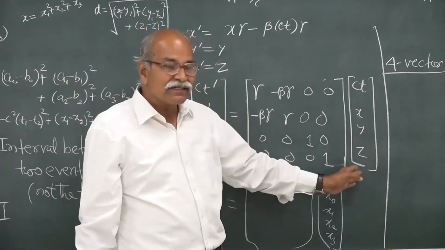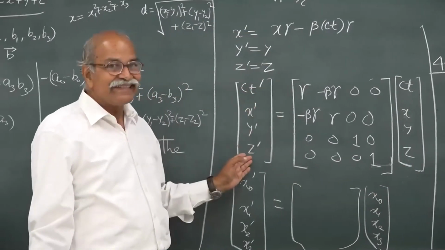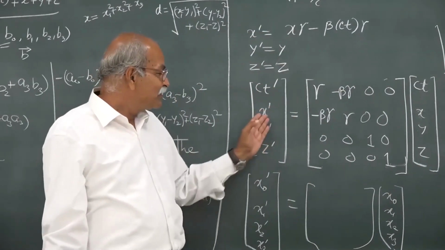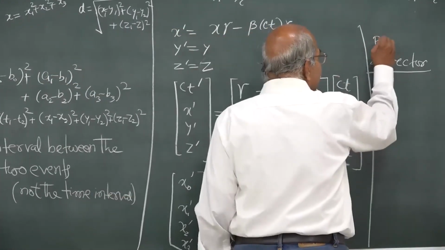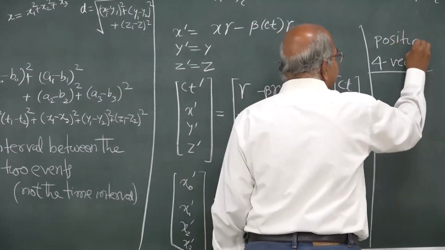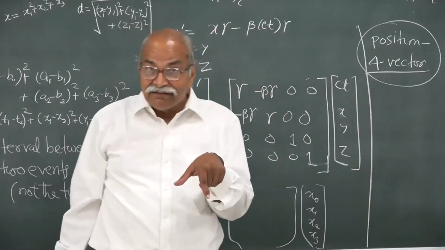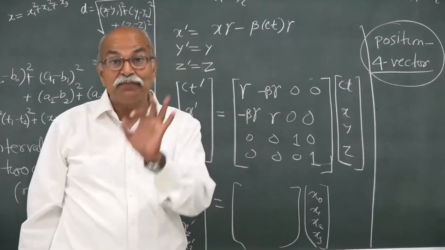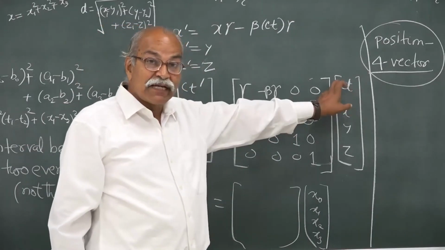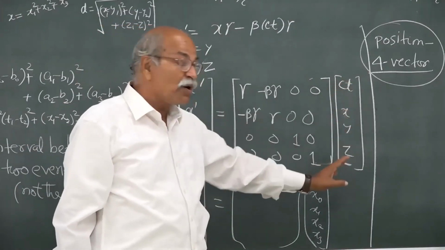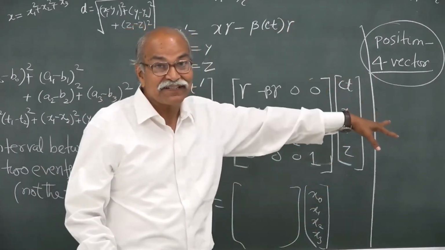These are the coordinates, this is the time, this is the position. If you change the frame, then of course the components change, the time changes and x, y, z coordinates may change, right. So that particular vector is known as the position 4 vector. It has time also, but it is usually called the position 4 vector. So the position 4 vector is the time coordinate of an event multiplied by c, and then x, y, z components for the spatial location of that event.